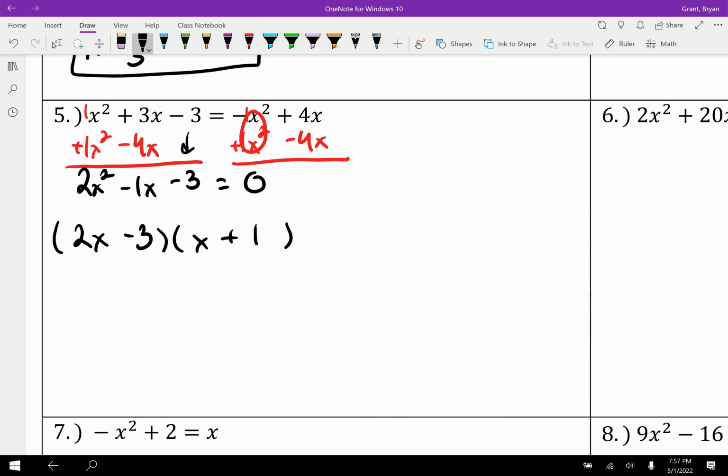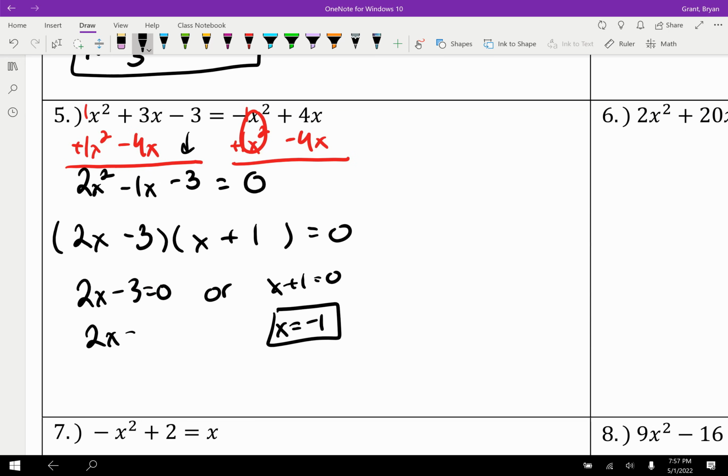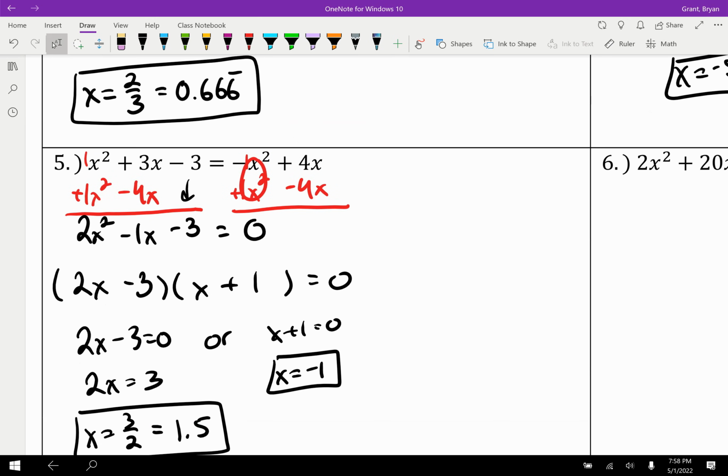Positive 2 minus 3 should get us there. And then we solve. 2x minus 3 equals 0, or x plus 1 equals 0. It means x will be negative 1. Let's see, 2x equals 3. I think that means x equals 3 halves, which is different than what we got earlier. That is 1.5, right? Earlier we got 2 over 3. 3 over 2 is different.